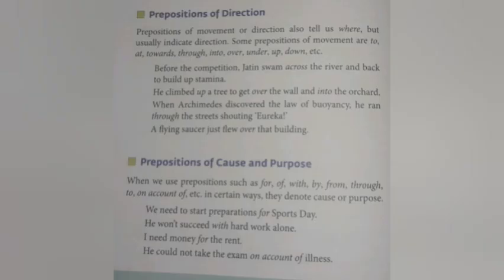Our next is preposition of direction. Prepositions of movement or direction also tell us where, but usually indicate direction. Look at the example: a flying saucer just flew over the building. And our next is preposition of cause and purpose. When we use prepositions such as for, of, with, by, from, through, to, on account of, etc., in a certain way, they denote cause or purpose. Look at the example: I need money for the rent.